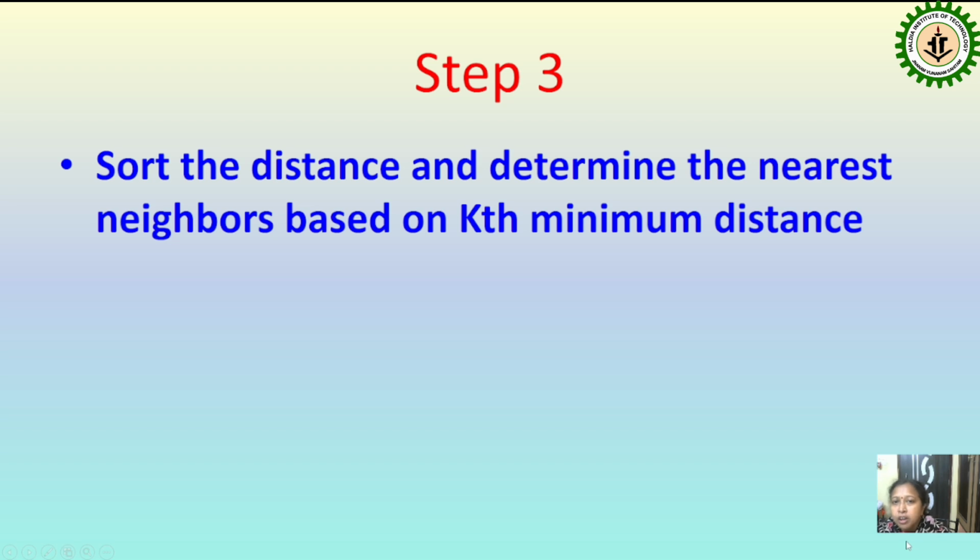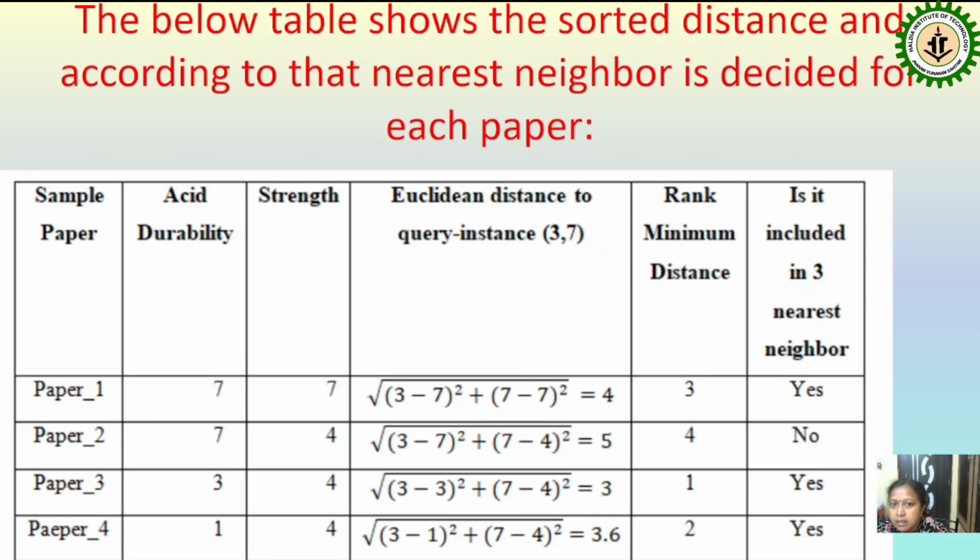Next, you have to sort the distance and determine the nearest neighbors based on the kth minimum distance. Here we have already taken the k value equal to 3. Now the below table shows the sorted distance, and according to that the nearest neighbor is decided for each paper. For the first instance, what happened? It is included in the 3 nearest neighbors. But in the second instance, what happened? This data point is not included in the nearest neighbors.